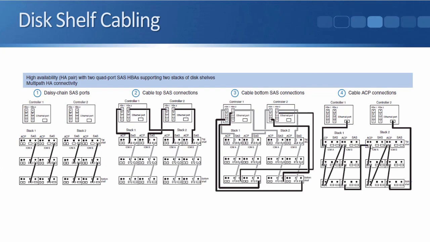Then we cable up the same way as we did on stack one. So we daisy chain down and then back up to IO module B and then daisy chain down again. And finally, from the bottom circular ACP port on IO module B on stack two, we connect up to an Ethernet port on controller two.